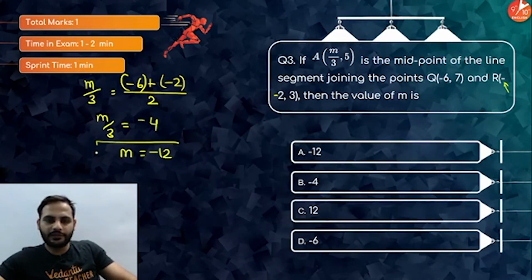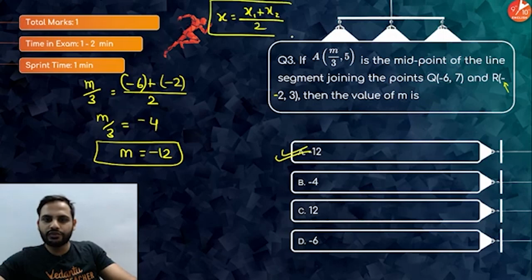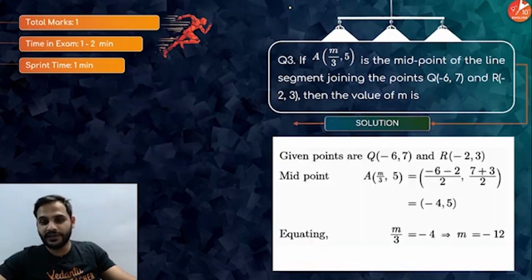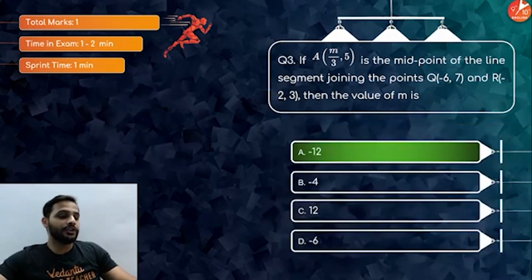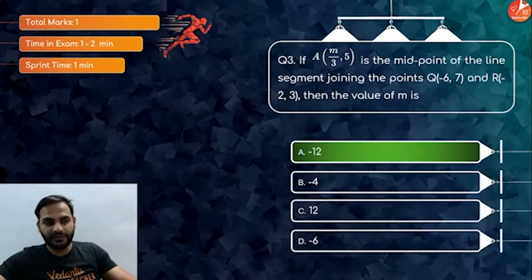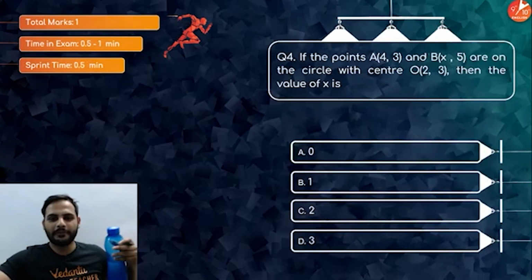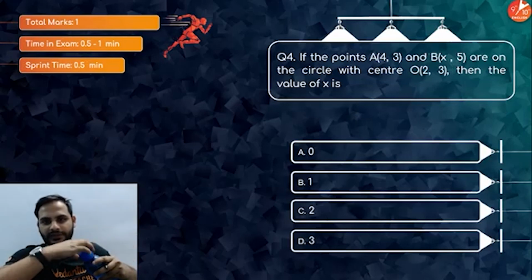M is equal to minus 2. Direct x is equal to (x1 plus x2) by 2. By now you must have remembered the formula. Even now, if you are using a book to see your formula, then it is wrong. By now you should remember the formula.